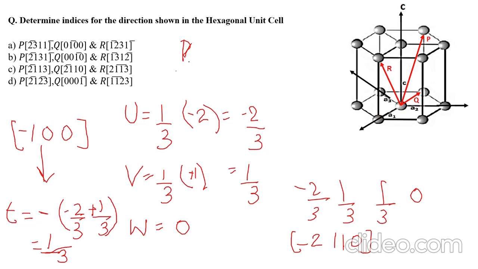1 0 1. So the direction for r will be 1 0 1. Then you can convert it to a four coordinate system, for conversion to UVWT form. Okay, so you can do that. So we can move to the next question.